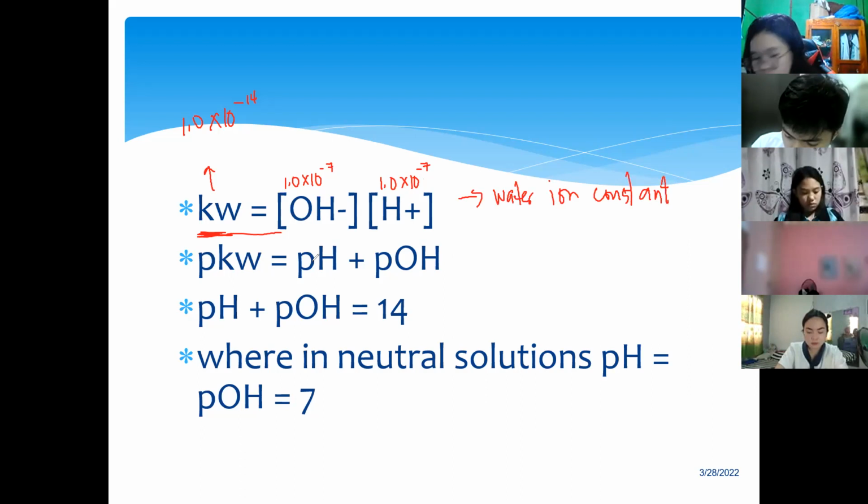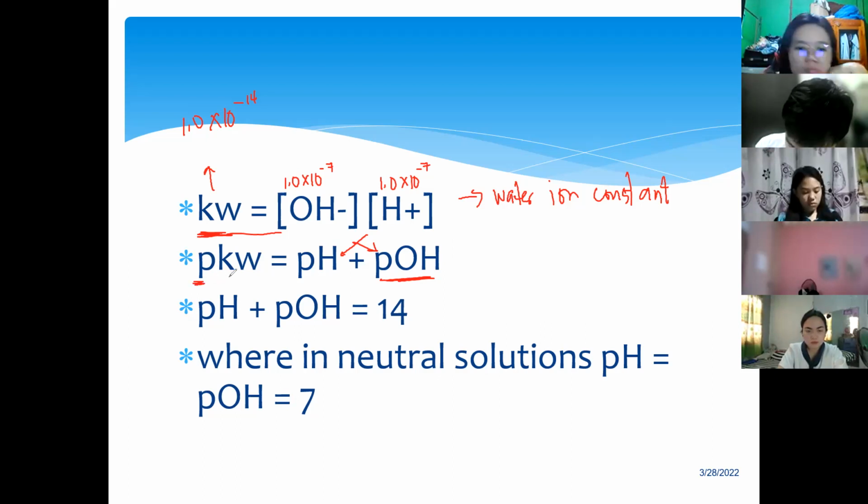Now, remember, pag kinuha natin yung negative logarithm ng OH, you will get the POH. Nagkabaliktad lang yan silang dalawa. And then if you are going to get the negative logarithm of the H plus, you will get the pH. So, kapag inadd natin ang pH and POH, hindi na Kw ang tawag natin doon. pKw na. Okay? Power of the water ion constant.